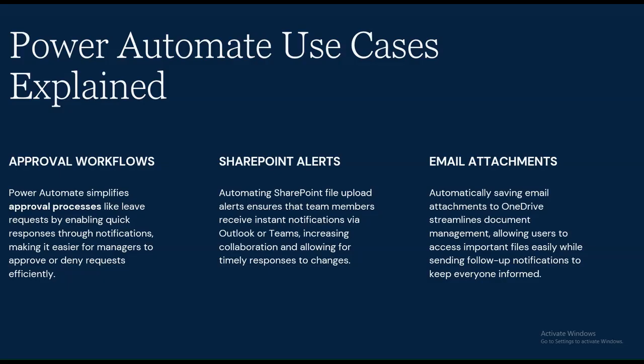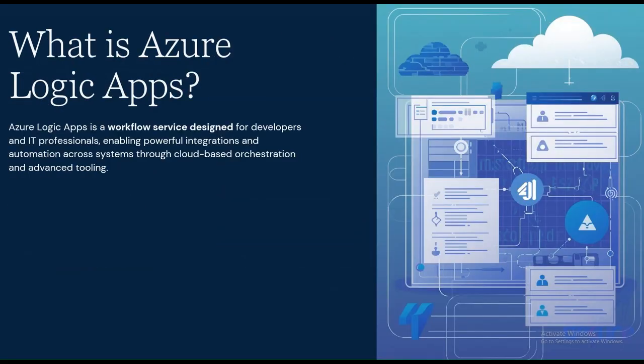Let's say a new document is uploaded to SharePoint. Power Automate can automatically send an email notification, post a message in Microsoft Teams, and update the tracking list. Another example is email automation. Let's say you receive an email with an attachment. Power Automate can automatically detect and save the attachment to OneDrive. It can rename the file, and it can even notify the team. These types of workflows are ideal for Power Automate because they help employees automate regular everyday tasks.